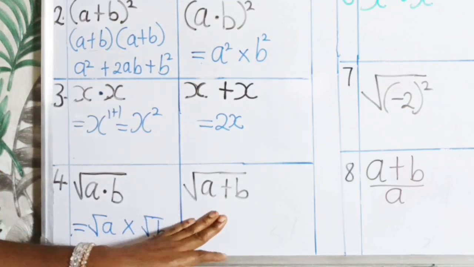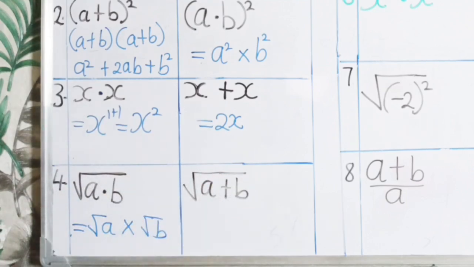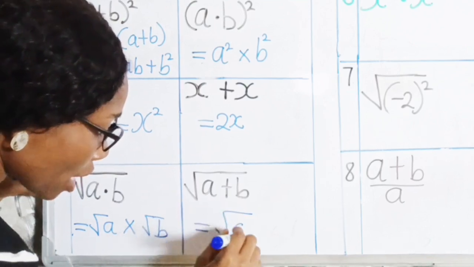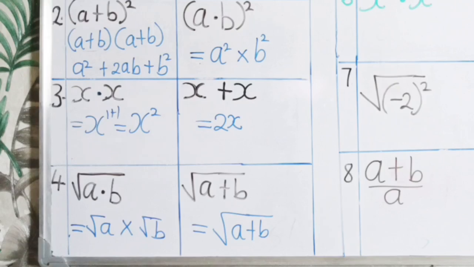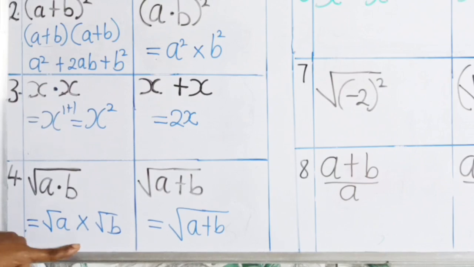But in this case, root a plus b remains the way it is. Root a plus b remains like that. It doesn't change. But in this case, you can actually simplify it further this way.